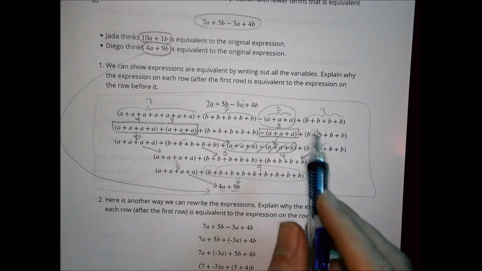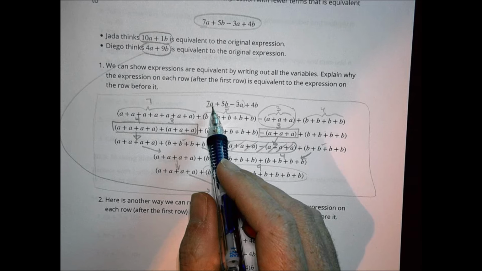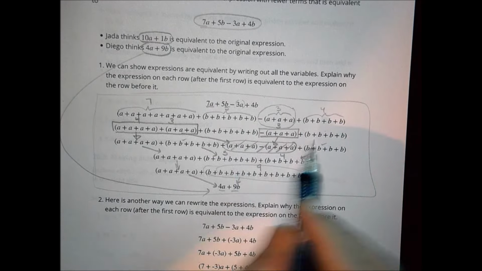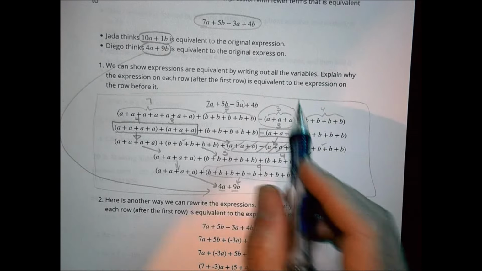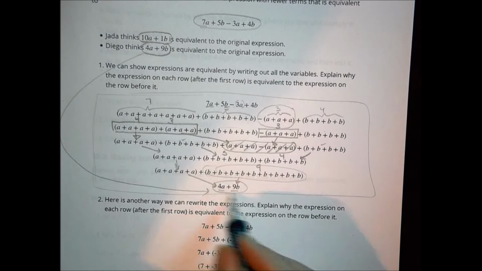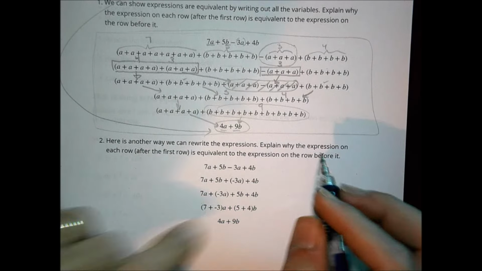Now this is a long way, and most likely you would not want to just expand all of your variables to make a problem like this. There are much faster ways of doing it, but this is a visual way of showing you row by row how we get an equivalent expression to the one before it, and it's basically simplifying down to that point there. So again, here's another way we can rewrite the expression, and here we have the same idea.